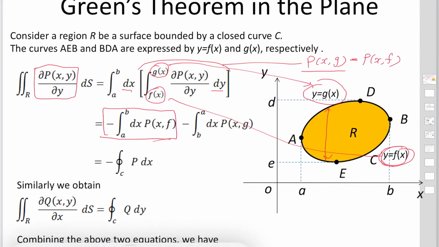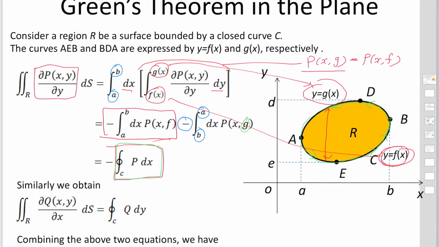But by changing the lower limit and the upper limit, A to B is changed to B to A, so you add a negative sign. We can combine these two equations to express the integral of P dx over C, because following this path from A to B, and from B to A, y becomes g, following this path and returning to A. So it's expressed as P dx.